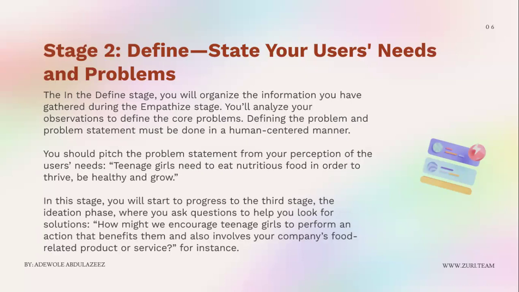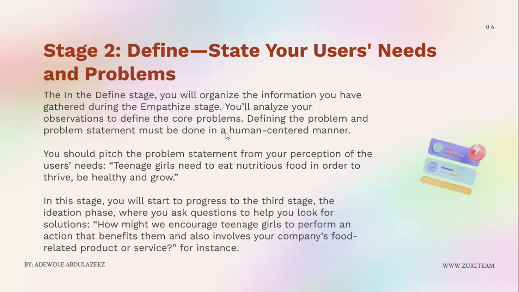So the problem is teenage girls need to eat nutritious food in order to thrive, be healthy and grow. So how might we encourage them to perform an action that benefits them and also involve the company? Of course, you want to sell your product, right? Companies always want to make more money. So how might we solve the user's problem, and also make more money by solving their problem?